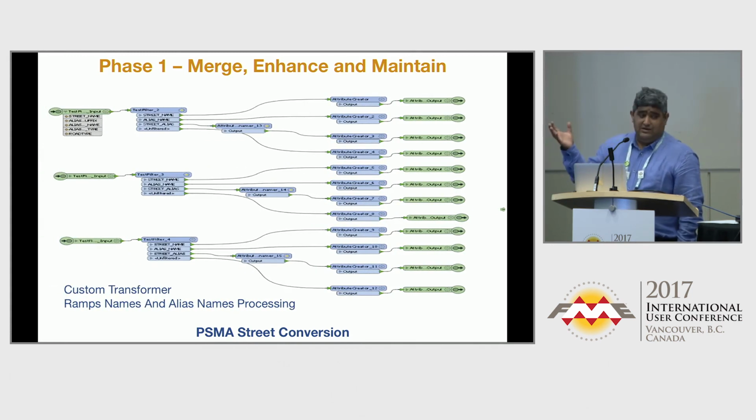This is another custom transformer that we have used in this process. This transformer plays with the ramps. So in this process, we assign exit numbers and on and non-ref values to these ramp features. And we also play with the street names and alias names for these ramps. And we follow a different street type abbreviation in PitneyHarris as compared to PSMA.